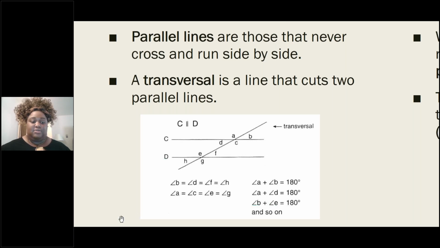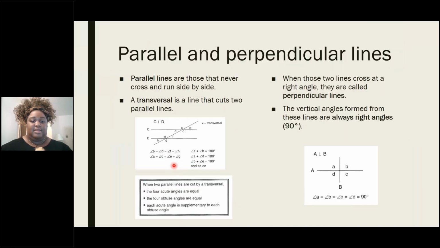So I'm going to zoom back out. Uh-oh. Hopefully it lets me. Okay, there we go. And this is just everything I said in word form. When two parallel lines are cut by a transversal, the four acute angles are equal. So angle B, angle D, angle F, angle H, they're equal. And the four obtuse angles are equal: angle A, angle C, angle E, and angle G. And then each of the acute angles is supplementary to each obtuse angle.